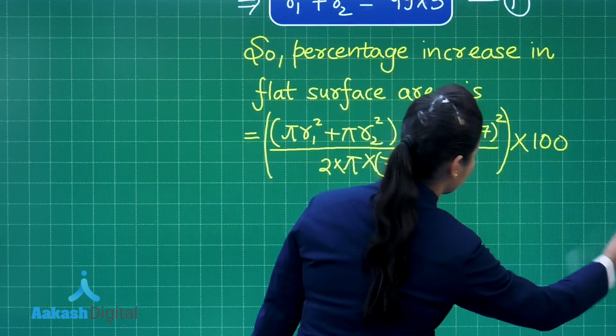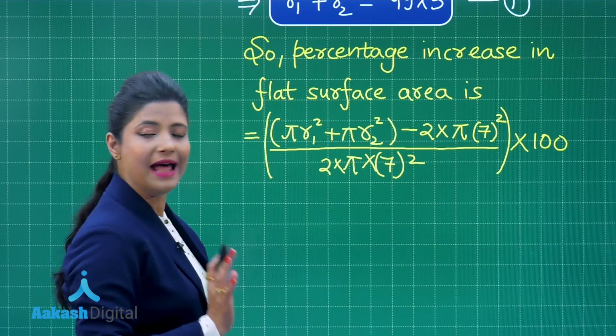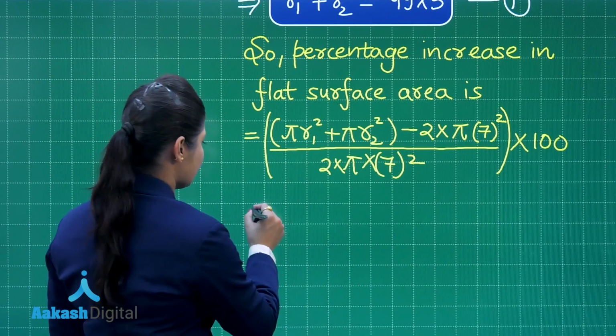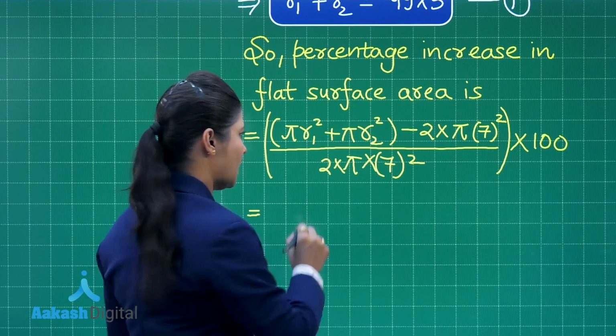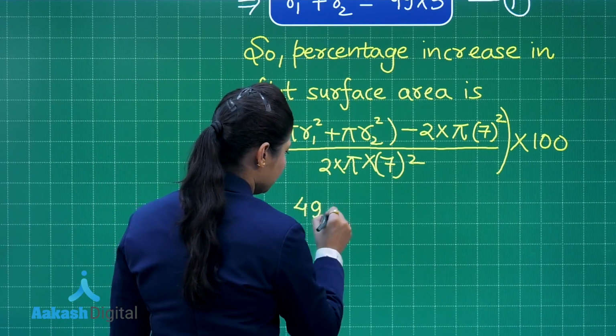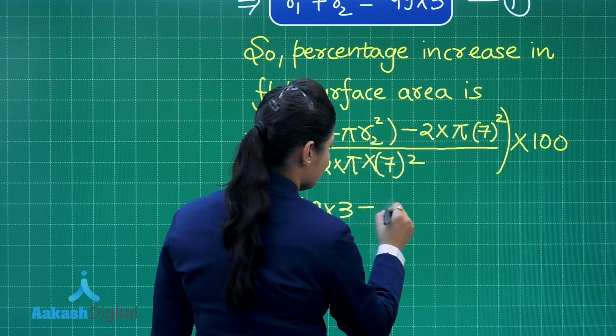You can easily take pi common from the numerator and denominator and cancel it out. Next, you can substitute here the value of r1 square plus r2 square from equation number 1. It will give you here 49 into 3, while here we will be left with 49 into 2.